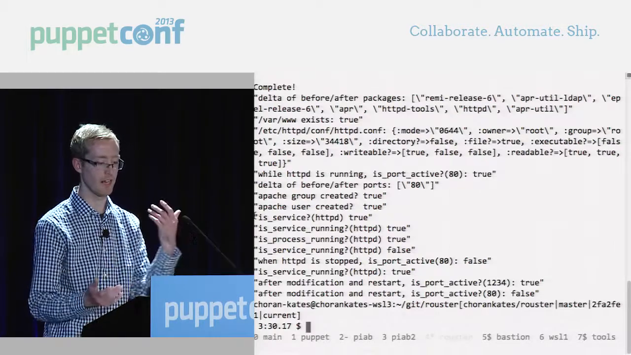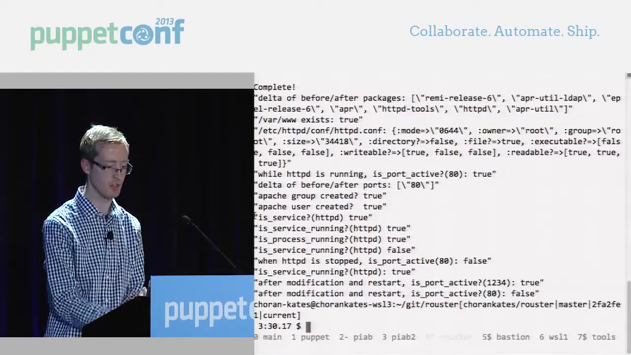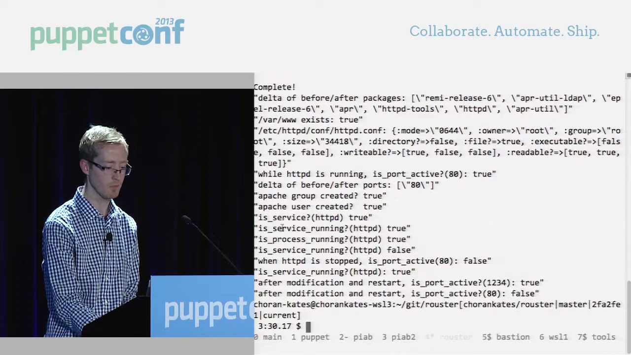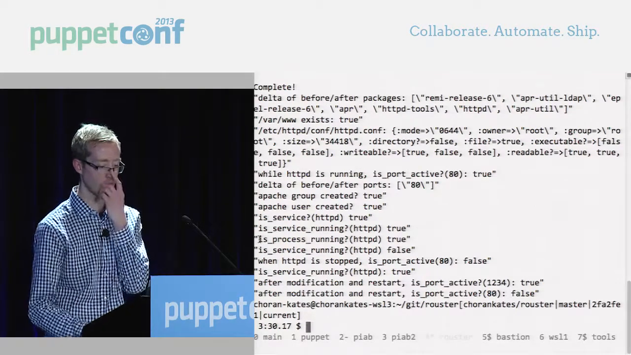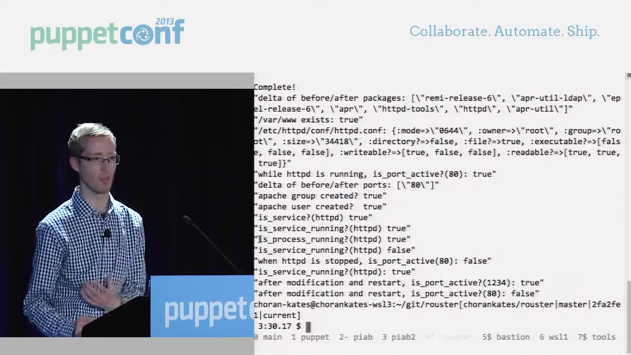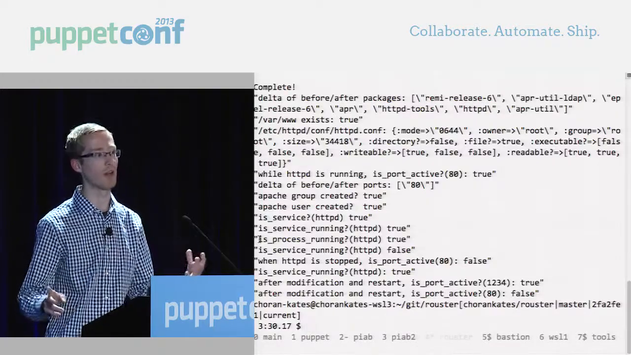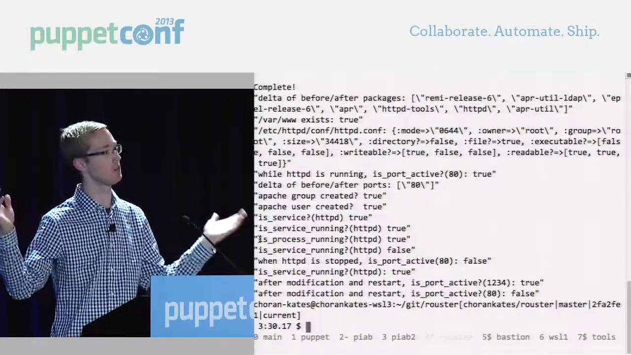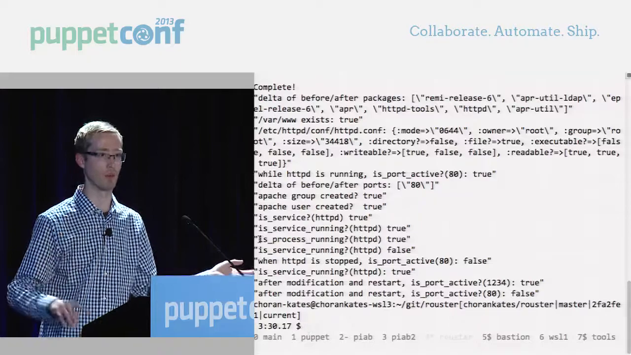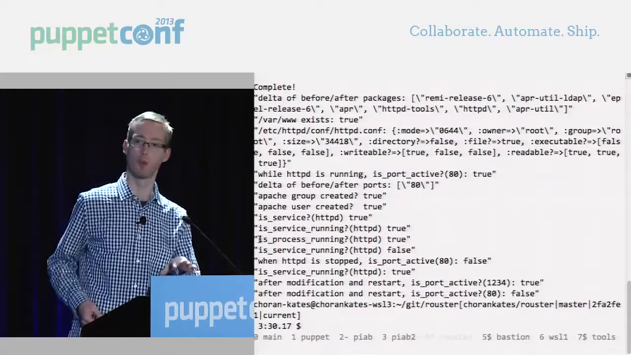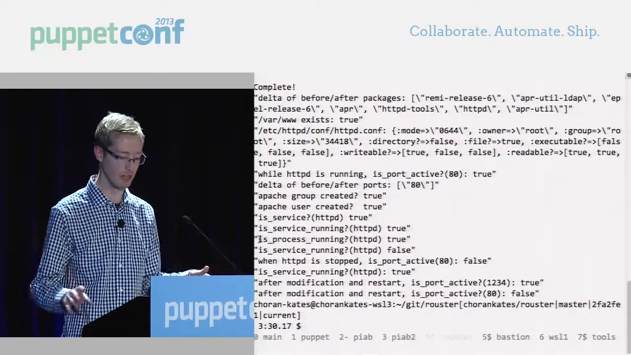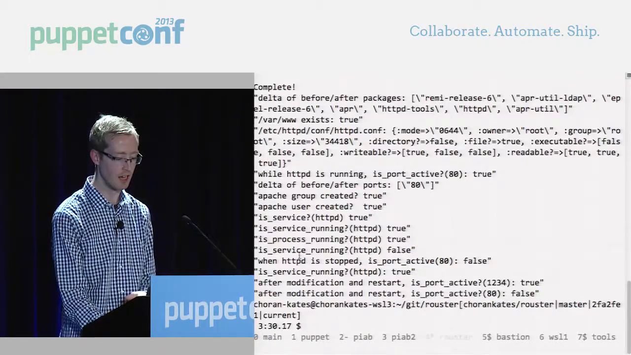OK. So we can see that the user and group were created. Then we can see that HTTPD is a service, and that the service is running. The is-process-running check for HTTPD is probably not that interesting. All it really does is ps aux and then grep against that output to find whether your process is running. So there's some work we can do there to make it really rock solid.